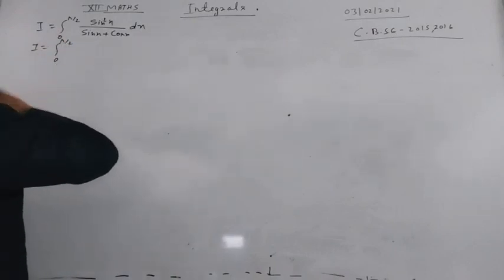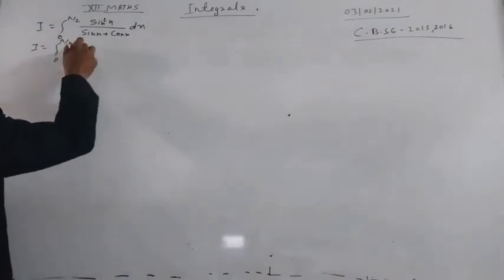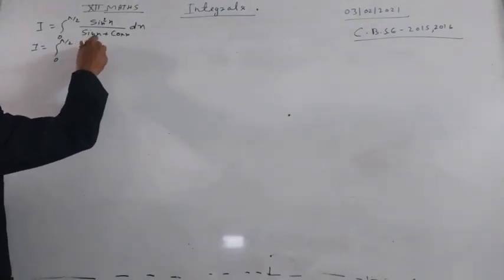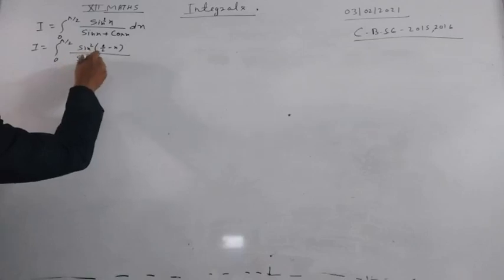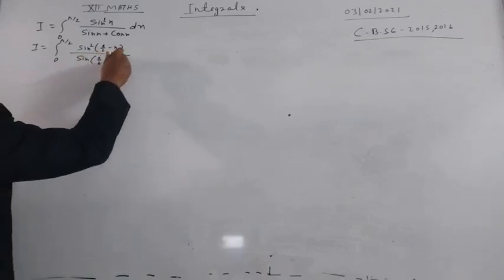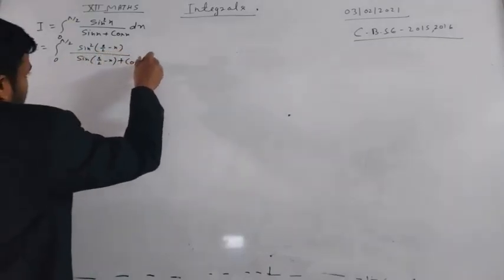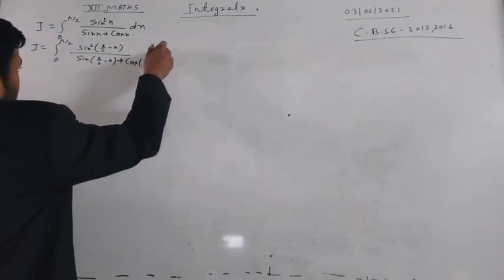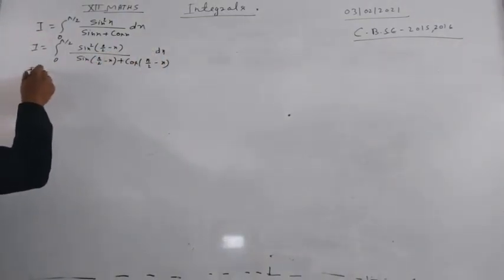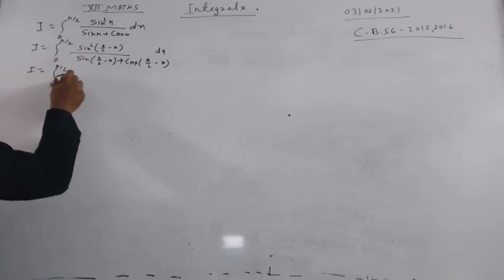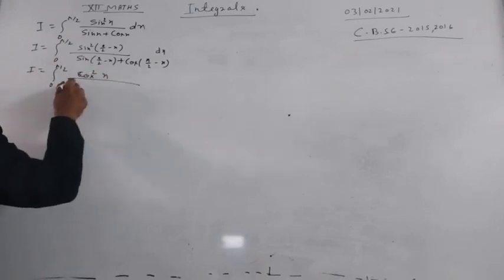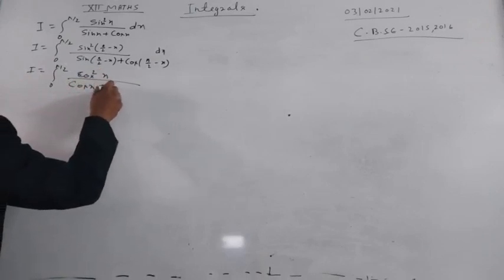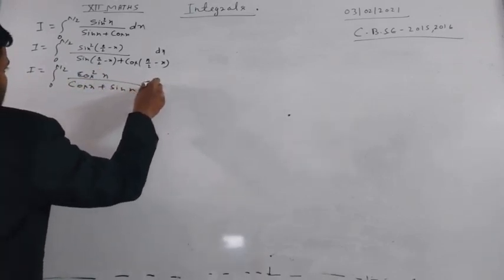Okay students, first of all we are using the property of the integral of f(x) dx equals the integral of f(a minus x) dx. So we can write sin square of pi by 2 minus x, by sin of pi by 2 minus x plus cos of pi by 2 minus x, dx. So I is 0 to pi by 2, cos square x by cos x plus sin x dx.